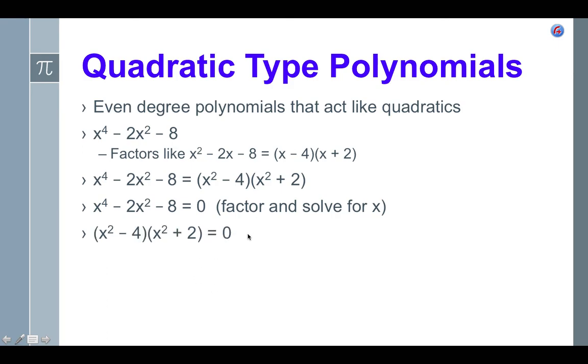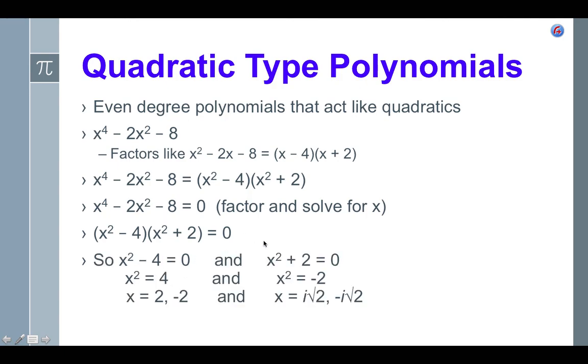We would factor that quartic, and we would set both of those pieces equal to 0 like we did a moment ago. So we would say x squared minus 4 equals 0, and x squared plus 2 is equal to 0. The first part is easy to solve. We'd add 4 to both sides. We get x squared is equal to 4. And we would take the square root. We would note that x is equal to plus and minus 2, because when you take the square root, you have to have plus and minus.